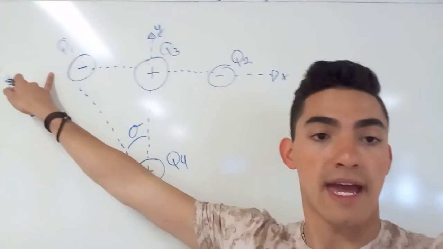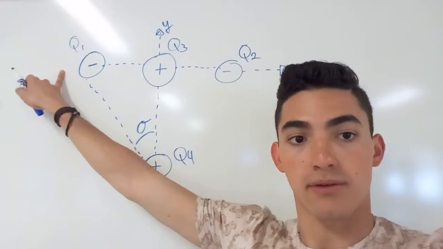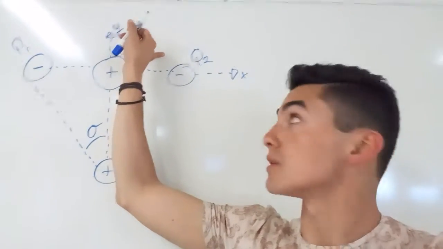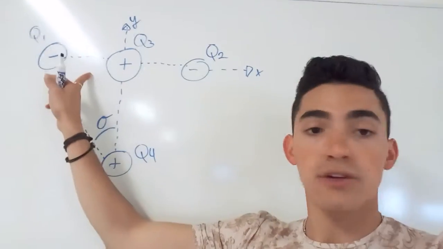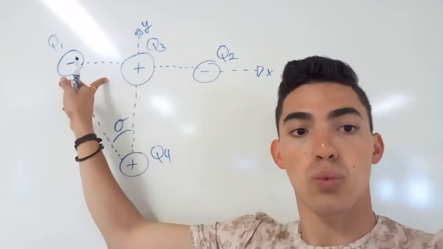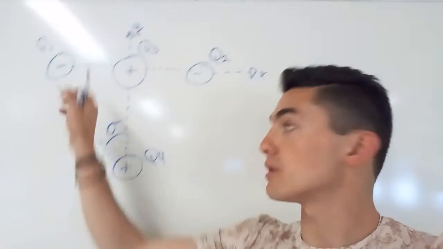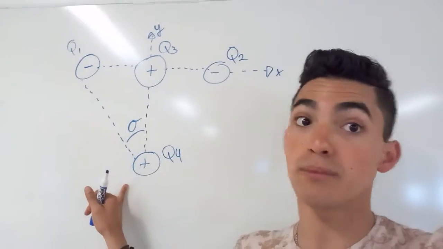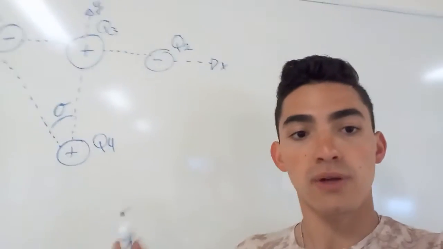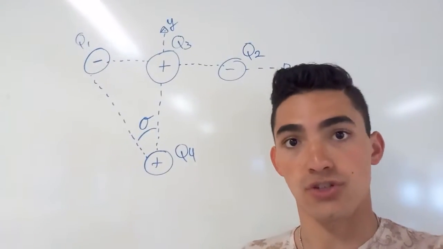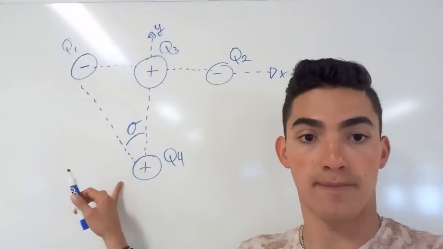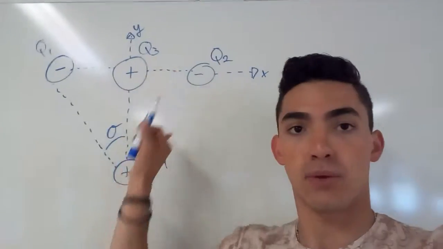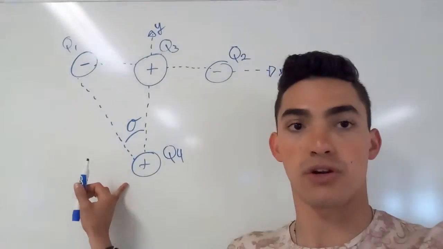This first charge has a charge of minus 1 microcoulomb. The second charge has minus 1 microcoulomb as well. The charge 3 has plus 1.024 microcoulombs, and the last one has the charge of 2 microcoulombs. We have to calculate the net force on charge Q4 due to the points 1, 2, and 3. Okay, so this is our main charge.